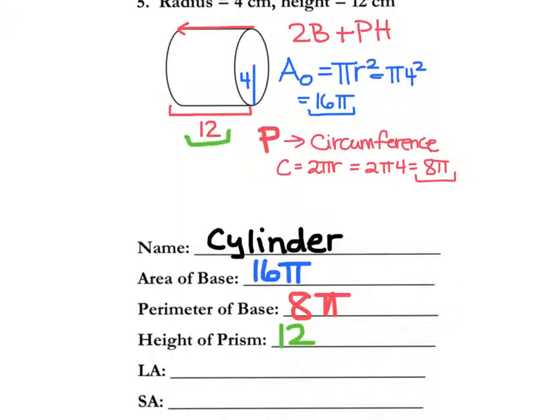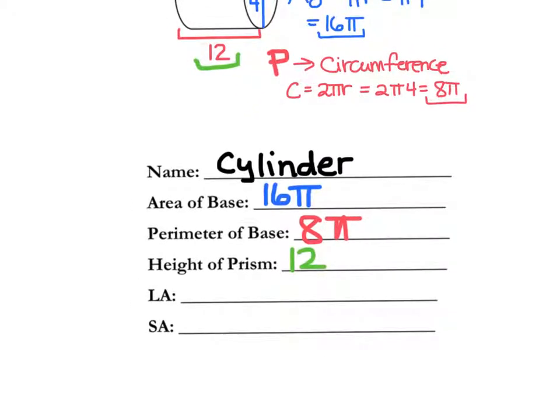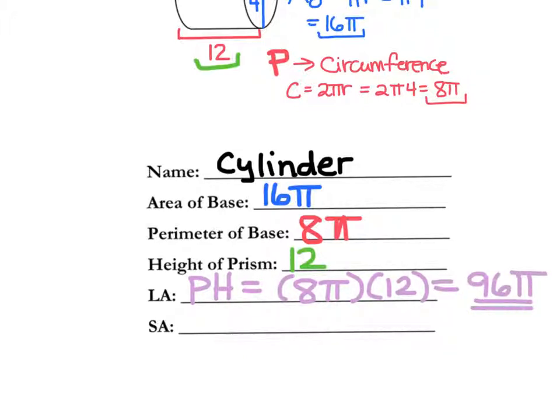Okie dokie, let's see. My lateral area is P times H, which is going to be 8 pi times 12. 12 times 8 is 96, so we have 96 pi as our lateral area.